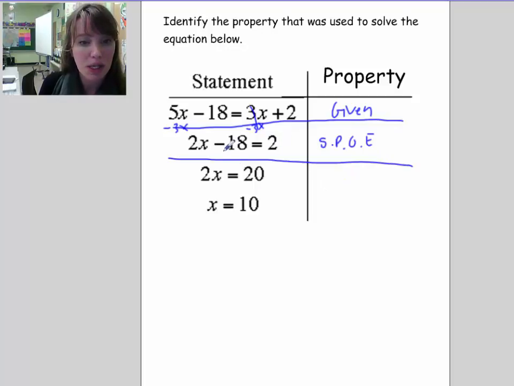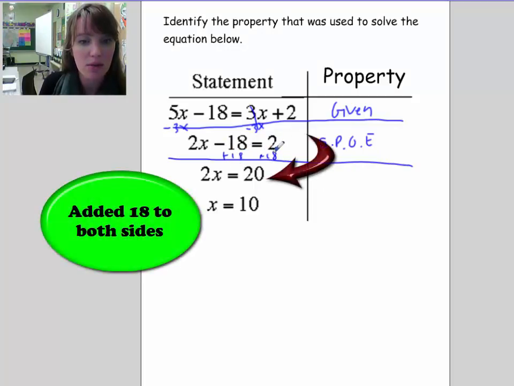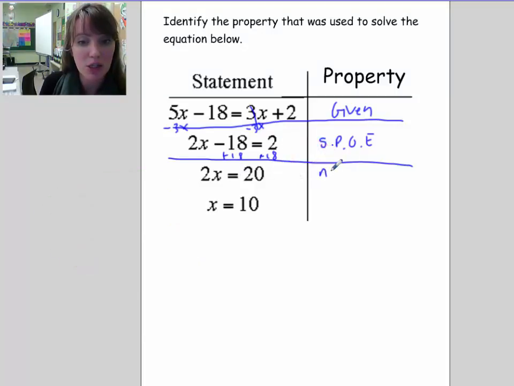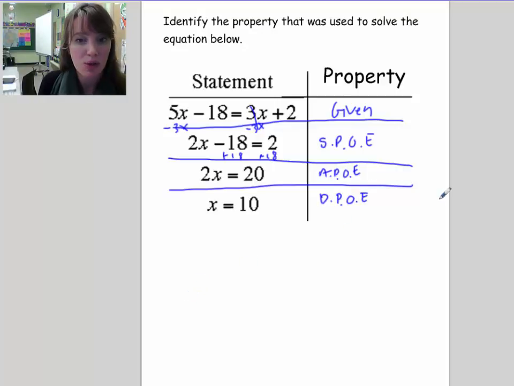Now, between here and here, what I did was I added 18 to both sides. So when I did that, I got 2x is equal to 20, so that's the addition property of equality here. Now, between this line and this line, I divided by 2, so that's going to be the division property of equality right there. So I've identified all the properties that were used to solve the equation below.